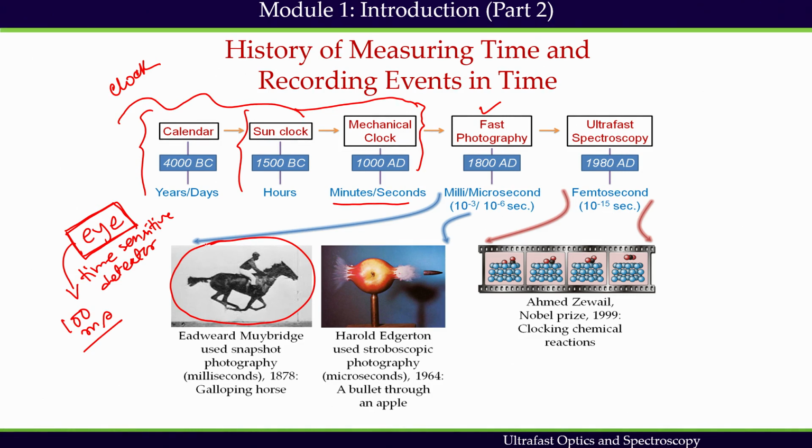This first photography was nothing but a snapshot camera. It's more like an SLR camera nowadays. The response time of snapshot photography, however, was limited by mechanical shutter speed, which is a few milliseconds. Anything faster than milliseconds was beyond the scope of capturing using snapshot photography in 1878.